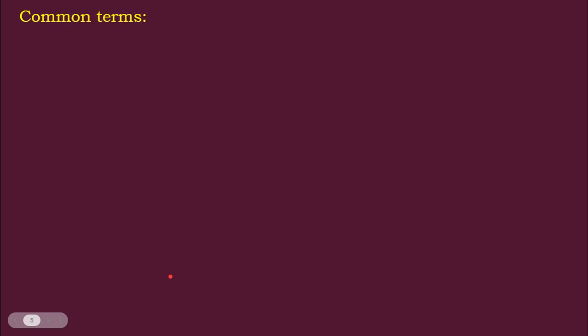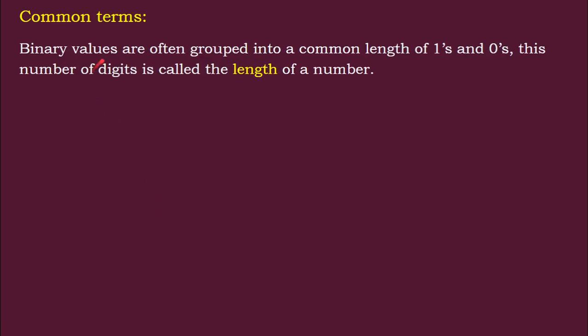Now, let us see some common terms. Binary values are often grouped into a common length of ones and zeros. Normally, data consists of zeros and ones, consecutive zeros and ones, alternating ones and zeros, so the pattern may change. Every position of the binary data has a value, and according to the positional value, the total value will be calculated. So now here, the number of digits in a stream of ones and zeros is called the length of the number.